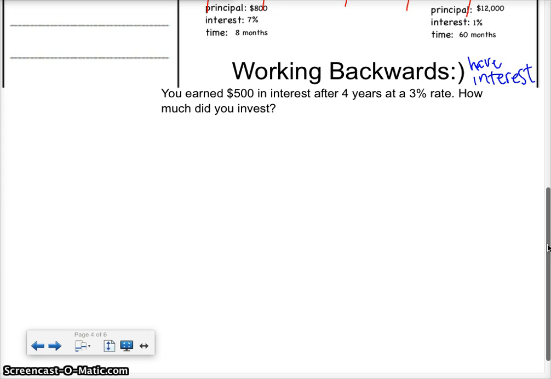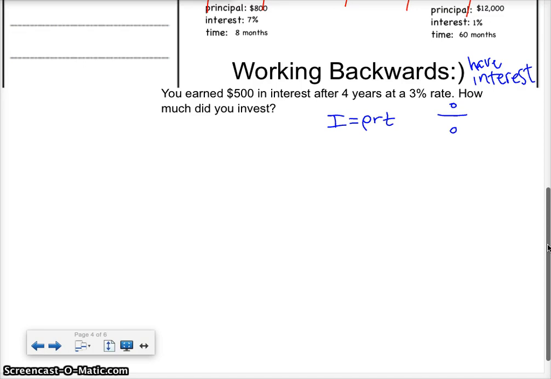So let's say that you earned $500 in interest after 4 years at a 3% rate. How much did you invest? So I already have my interest. Notice that interest equals PRT. So when I normally do things, I multiply, right? P times R times T. Well, what's backwards of multiplying? Division. So here I just divide.